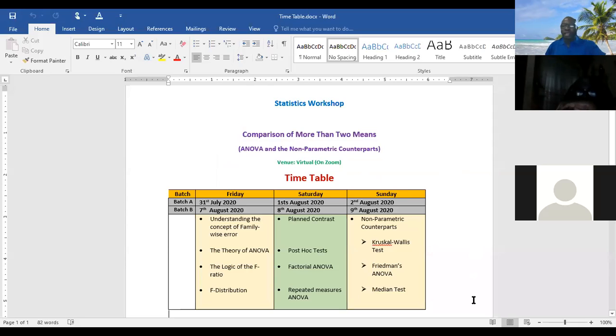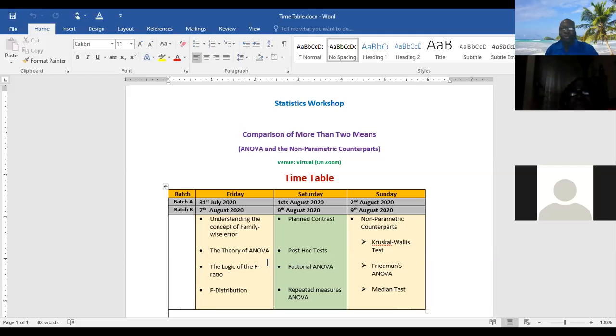So in the next 3 days, today, tomorrow, and the next day, we want to understand the concept of family-wise error. That is the reason for not using the t-test to compare more than 2 means. And the theory of Anova, the logic behind it, and the logic of the F ratio, that is the statistic of Anova. Then the F distribution, just like the way we look at chi-square distribution, t distribution, and normal distribution, we want to look at the F distribution.